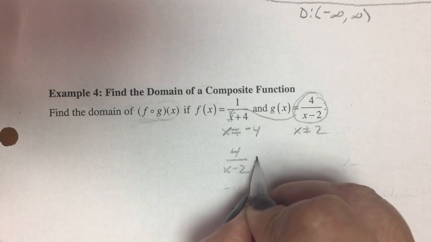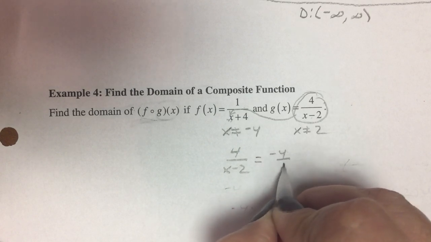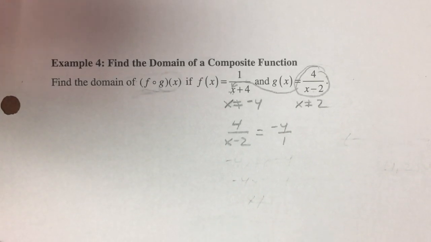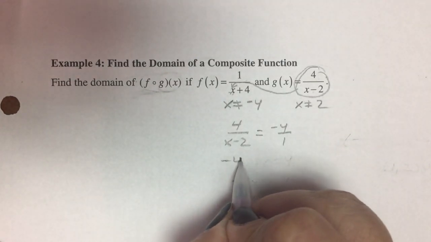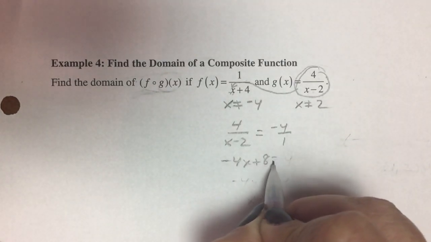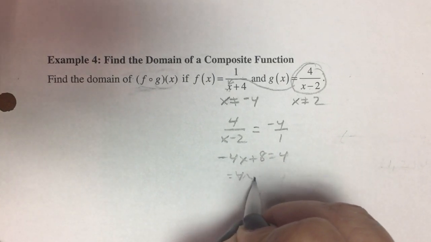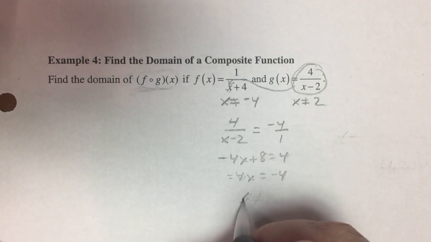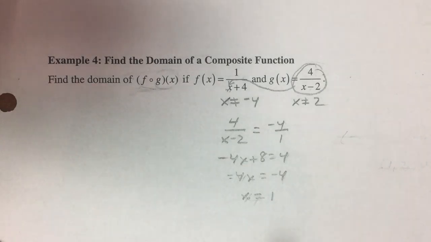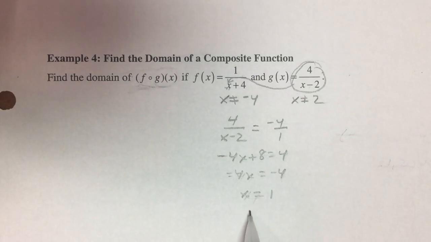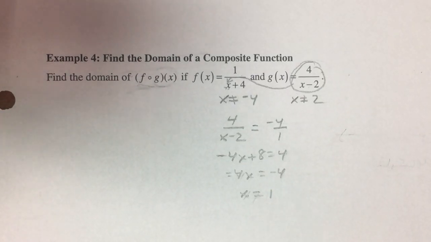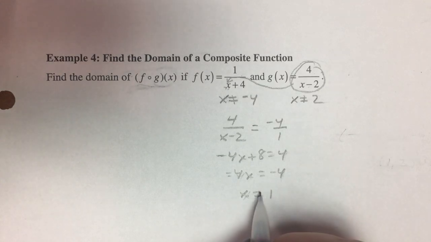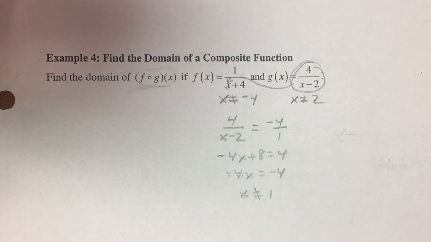You're going to take 4 over x minus 2 and set it equal to -4. Cross multiplying, you get -4x plus 8 equals 4. -4x equals -4, x equals 1. So in my composition function, if my x value was 1, I would also have a 0 in the denominator. So another value that my x cannot be is 1.